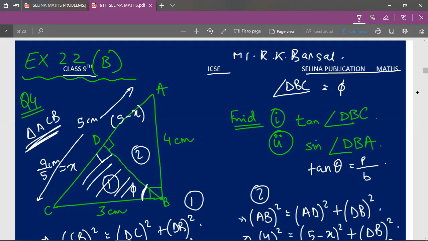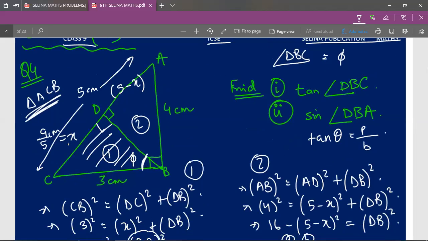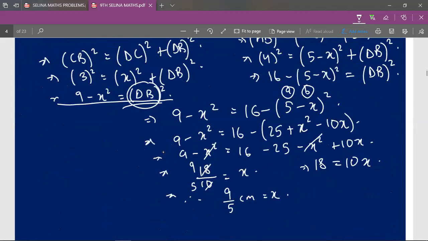Now don't get so jolly, because all we have done is found the perpendicular, which is 9 upon 5 centimeters. But once we have found the perpendicular, that is CD, equal to 9 by 5 centimeters, and our CB is equal to 3 centimeters, then according to h square is equal to p square plus b square, that is the Pythagoras theorem, we'll find our base. So I'll just write that down.